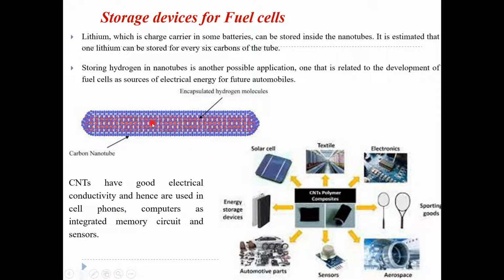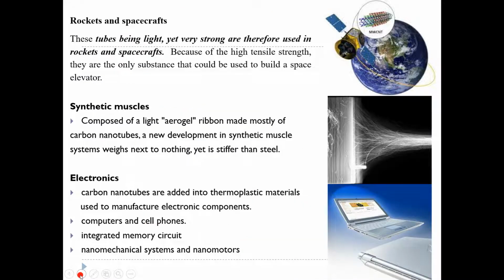You can use it as a storage device for fuel cells. The hydrogen is used as a fuel, so to store hydrogen, we can use CNTs. The CNTs can store large volumes of hydrogen. Then, because of its good electrical conductivity property, you can use it as solar cells in your cell phones, computers, memory circuits, and so on.